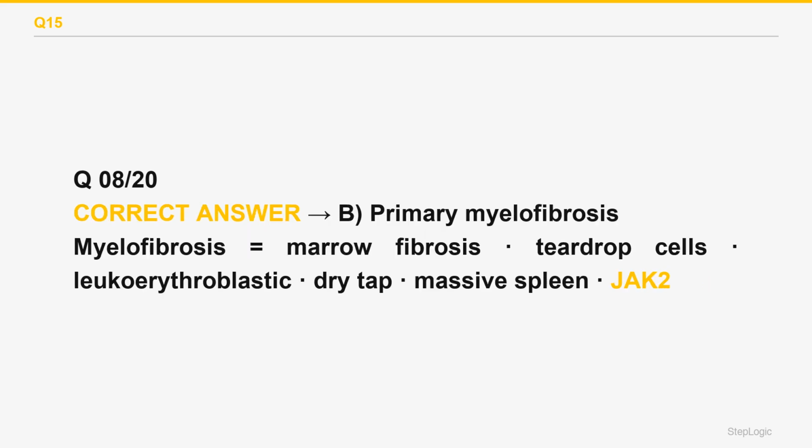The correct answer is B. The teardrop cells plus a leukoerythroblastic smear plus a fibrotic dry tap marrow with massive splenomegaly is the classic combination. JAK2 mutations link it to the other myeloproliferative neoplasms, polycythemia vera and essential thrombocythemia. Both myelofibrosis and hairy cell leukemia give a dry tap, but the teardrop cells and marrow fibrosis distinguish myelofibrosis. The fibrotic marrow with teardrop cells defines primary myelofibrosis.